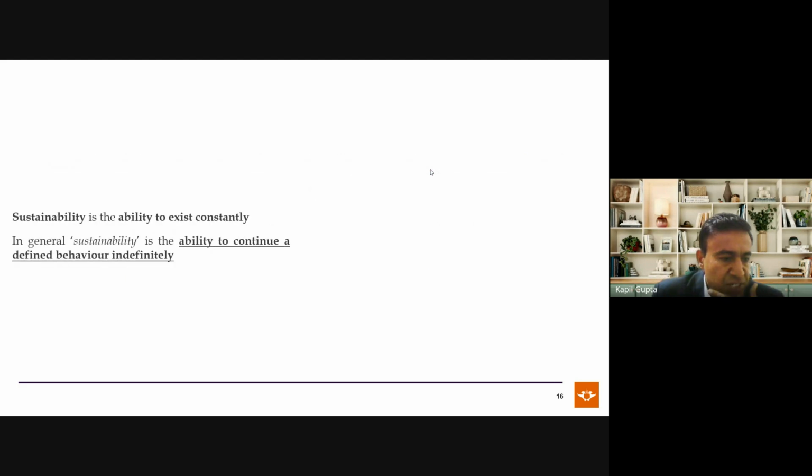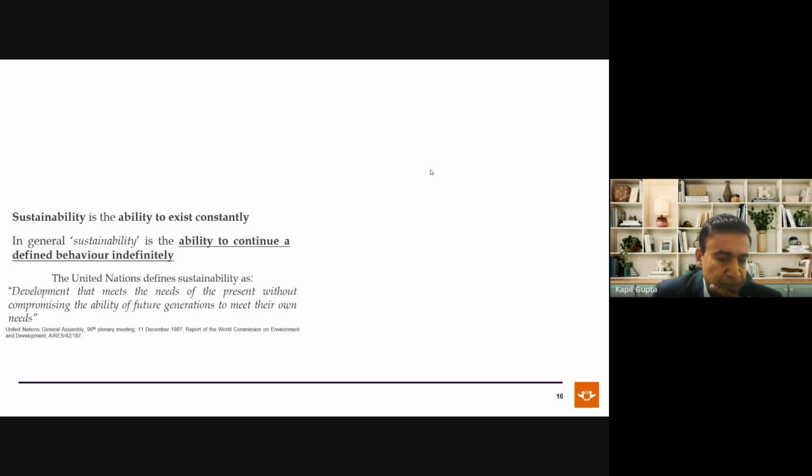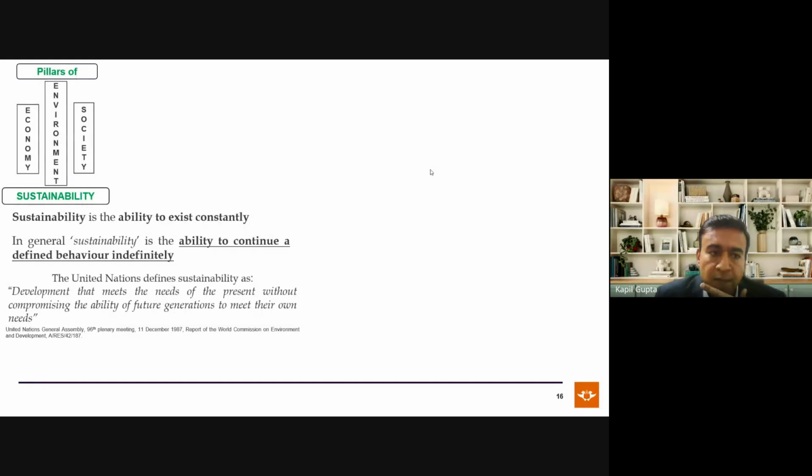So a very basic definition of sustainability is the ability to exist constantly or the ability to continue a defined behavior indefinitely. But the United Nations understands sustainability as sustainable development that meets the needs of the present without compromising the ability of future generations to meet their own needs. So exploit natural resources in such a way that future generations can also have something to meet their own needs. Three important pillars of sustainability: economy, environment, and society.